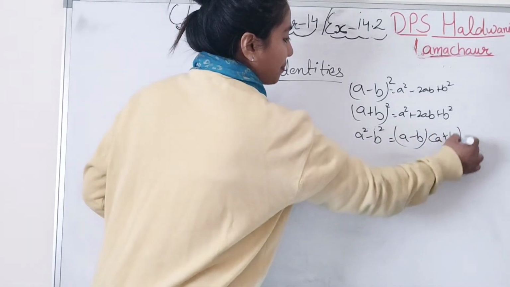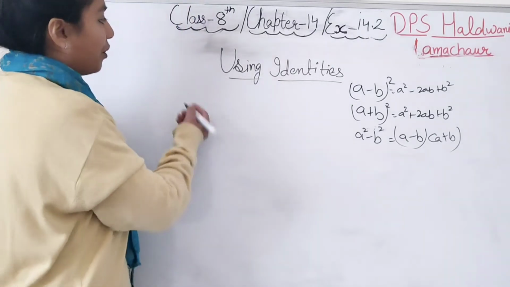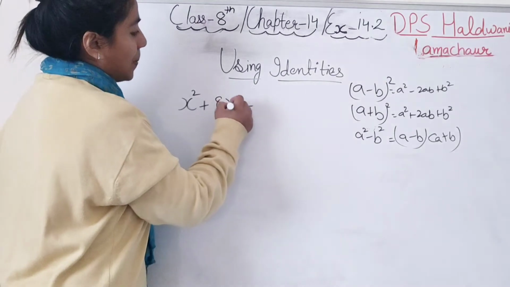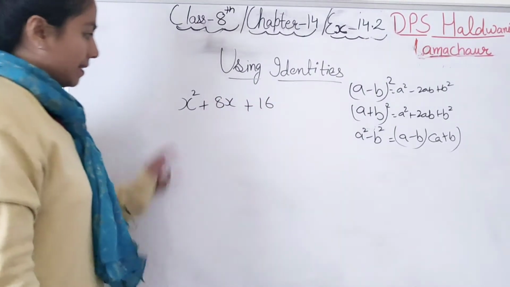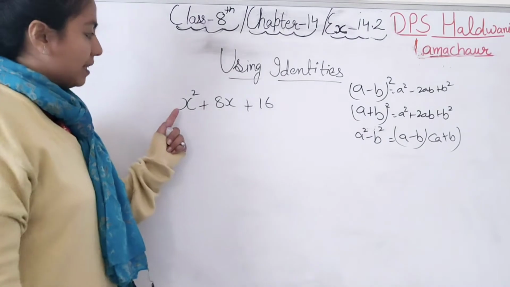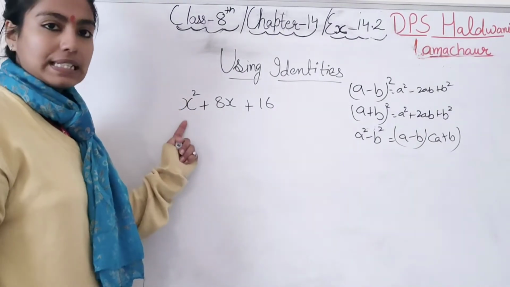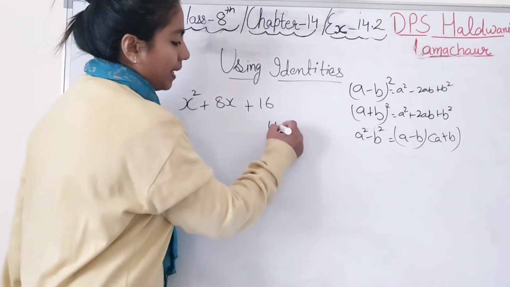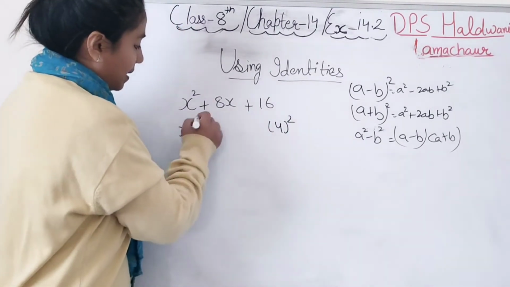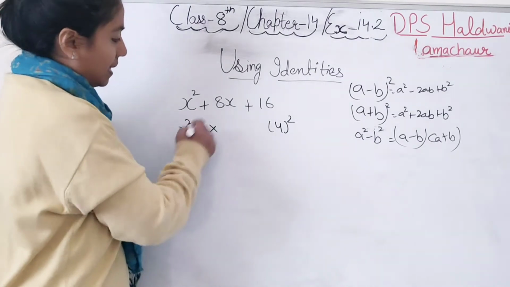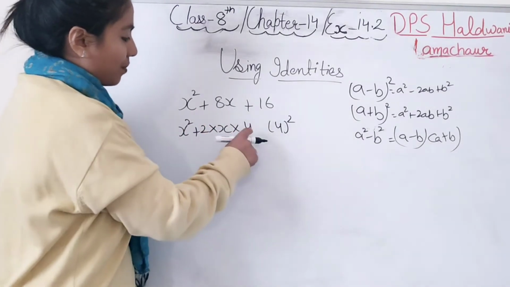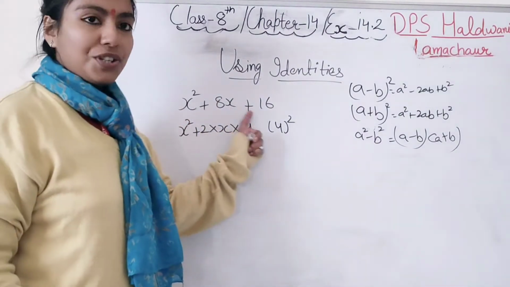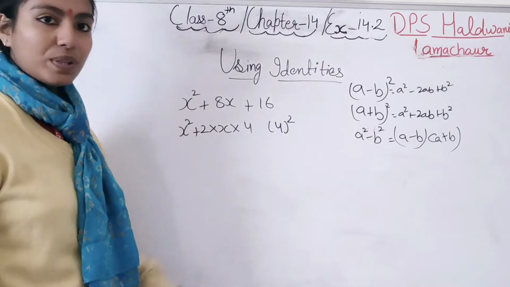So students, let's take one example. For example, x square plus 8x plus 16. This is a quadratic term. First of all, you have to see that the very first term is x square, which can be a square. And 16 can be b square, that is 4 square. The middle term will be plus 2ab. A is x and b is 4, so 4 twos are 8x. So yes, this equation is forming the (a plus b) whole square formula.